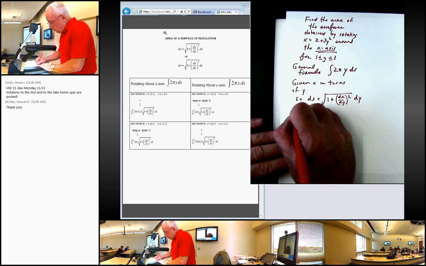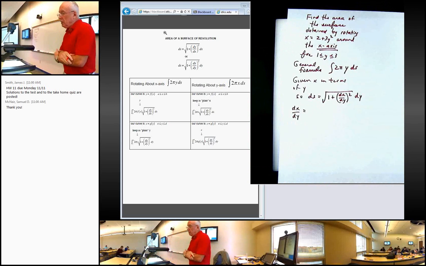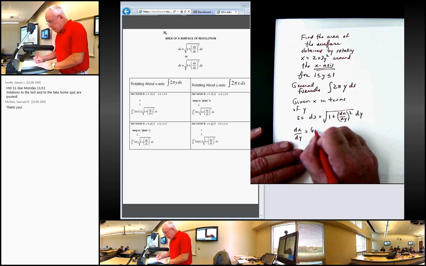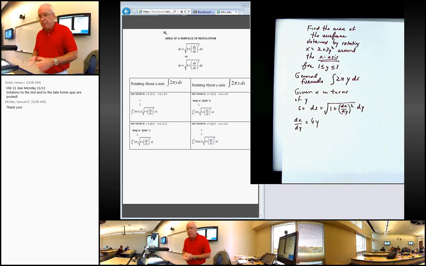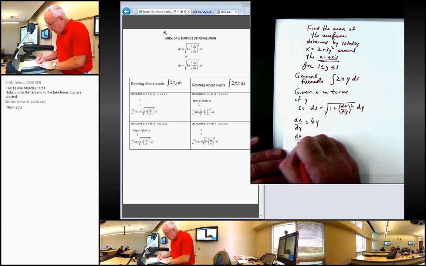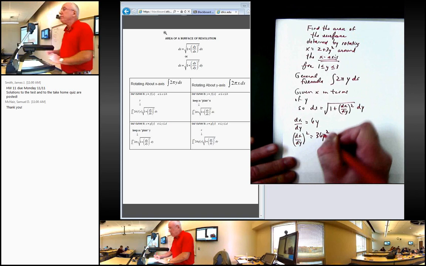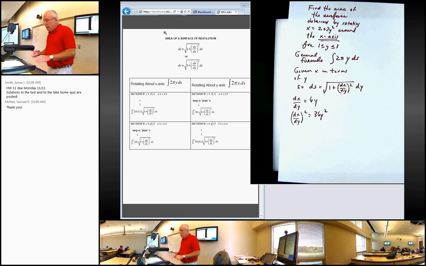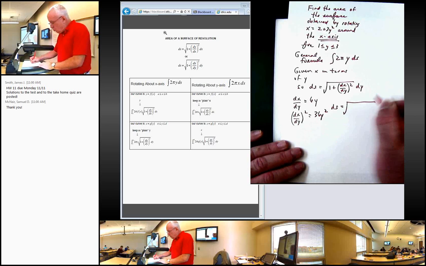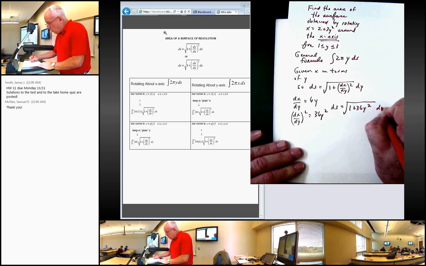So it's the same rules, except the variables are switched around to what we're used to seeing. 2 is going to go to 0, and we're going to get 6y. So dx/dy is 6y. Therefore, (dx/dy) squared is 36y squared. All right? Okay, therefore, ds is going to equal the square root of 1 plus 36y squared dy, like that.